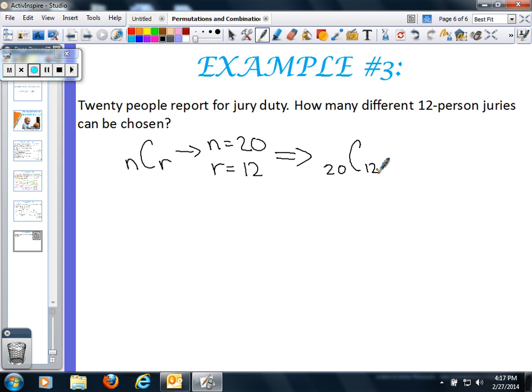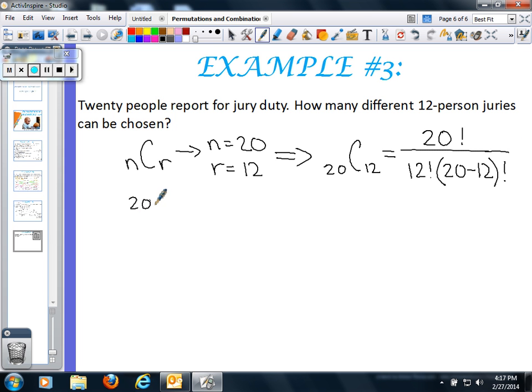C12 equals N factorial, which is 20 factorial, over R factorial, which is 12 factorial, times N minus R factorial. Okay? So let's go ahead and I'm going to write this out now.